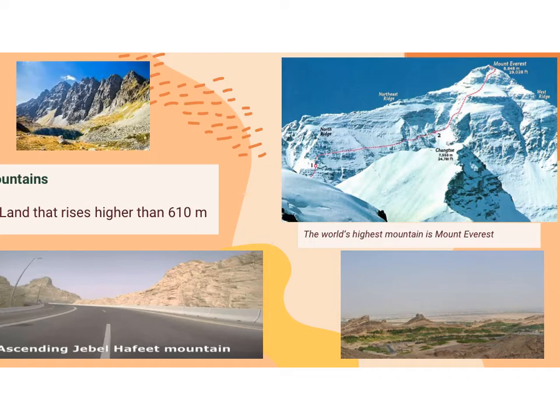What are the mountains? A mountain is a land that rises higher than 610 meters. One of the best known mountains in the world is the world's highest mountain, which is Mount Everest. And in Al Ain we have Jabal Hafeet. By the way, nowadays the weather at Jabal Hafeet is amazing. You can go there for hiking and you can enjoy your time.